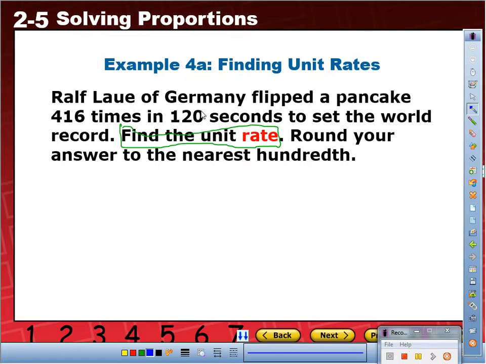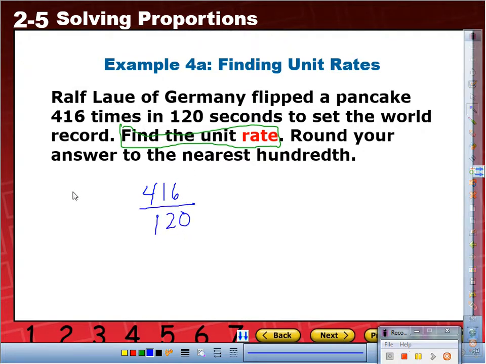First, I set up a ratio. So this becomes 416 over 120. Since there's 2 different types, this is times flipped, and this is seconds. These are 2 different measures. This is a rate. Are we there? To find the unit rate, I want to find out how many times he flipped it and how many seconds.